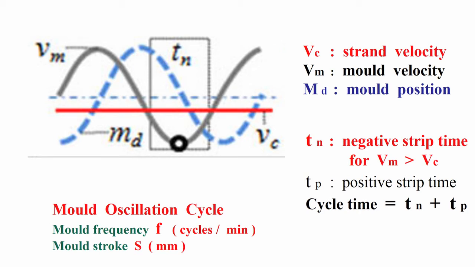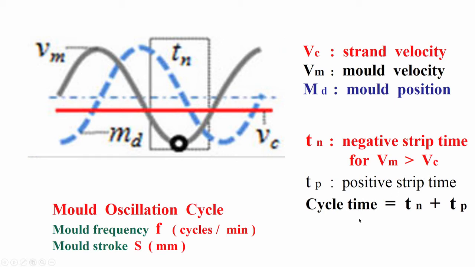So, when the mould velocity in the downward journey is more than the strand velocity, that particular time is called negative strip time, this is the time. So, it is Tn. So, Tn is called negative strip time, for mould velocity Vm when it is greater than Vc, that is the casting velocity. So, this is one important concept, please try to remember this, and from this we will come to different understanding of how it controls the depth of oscillation mark on the surface of the cast product.